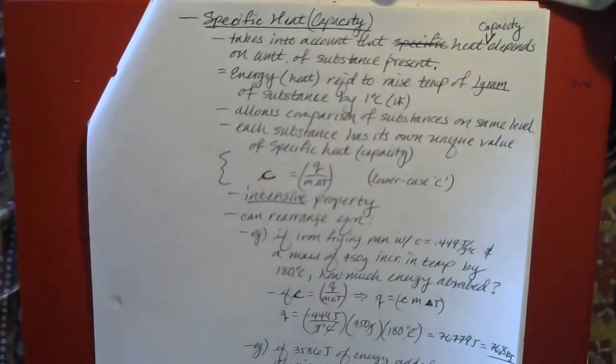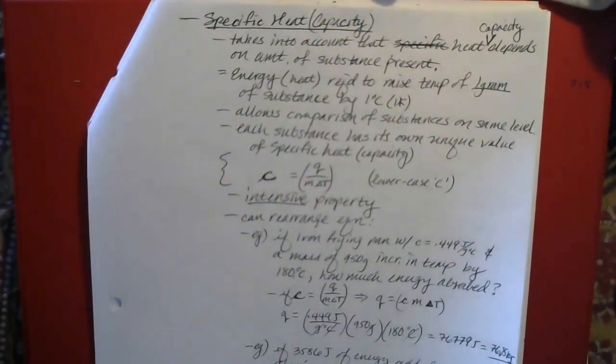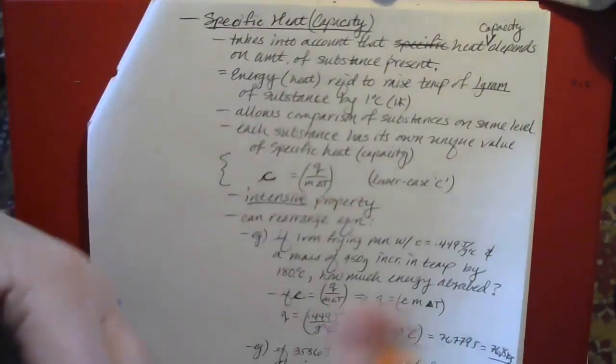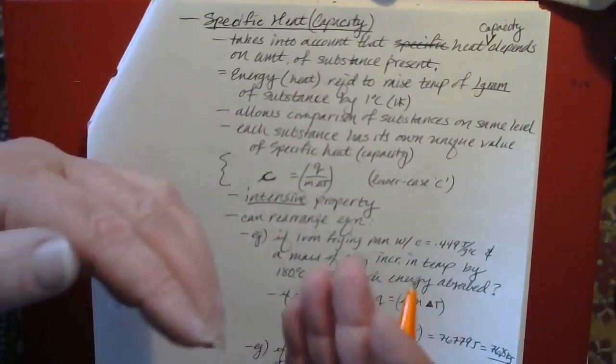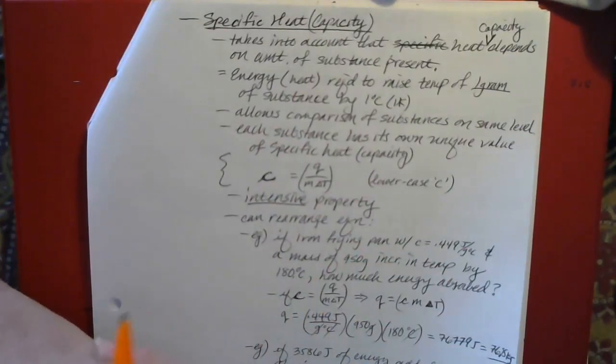Okay, so specific heat is the energy or the heat required to raise the temperature of 1 gram of a substance by 1 degree Celsius. Or on the other hand, it works the other way around too. It's the energy that would have to be removed in order to decrease the temperature of 1 gram of a substance by 1 degree Celsius.